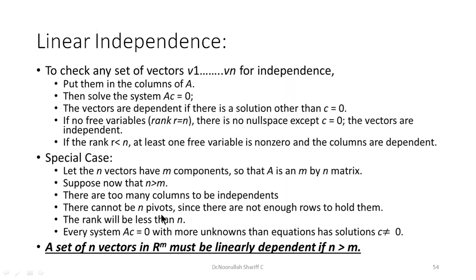There cannot be n pivots. You can have a maximum of m pivots, since there are not enough rows to hold them. The rank will be less than n, because R is less than or equal to m in general, and if n is greater than m, then definitely we will have dependent columns.